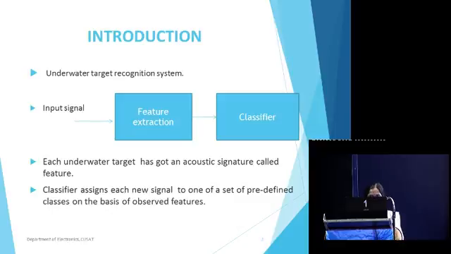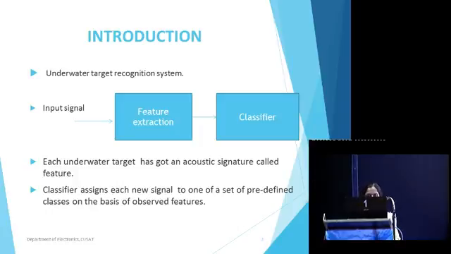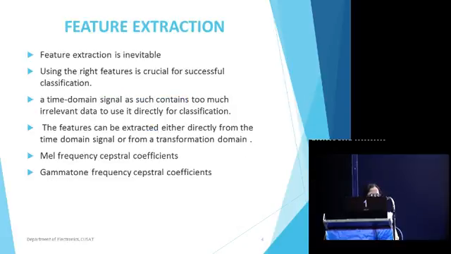First of all, let's begin with the underwater target recognition system. This is used to detect underwater targets based on signals collected by hydrophones. So there are mainly two parts, feature extraction and classifier. Each underwater target has an acoustic signature, which is called a feature. Based on these features, we are classifying the signals. Feature extraction is an active area of research in underwater target systems. This is crucial for the application.